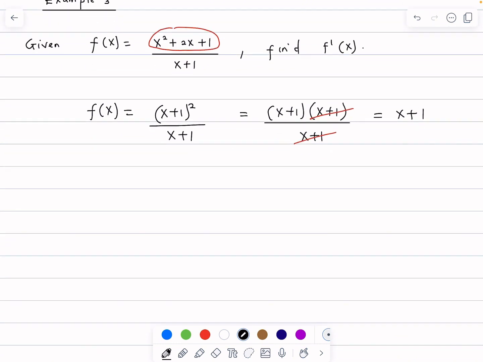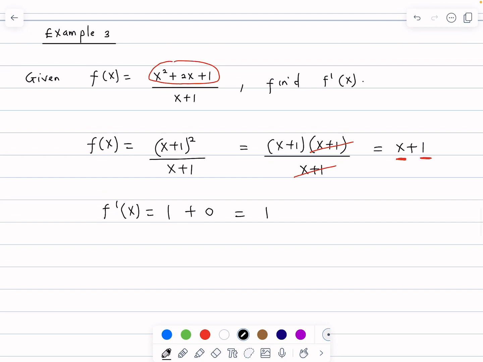If you take the derivative of x plus 1, the derivative of x gives you 1, plus the derivative of 1, which is a constant, gives you 0. So your derivative is just 1. So that's it. You see that we did not apply the quotient rule here because we can just easily simplify the function and find our derivative using the power rule. I hope this helps. Thank you.